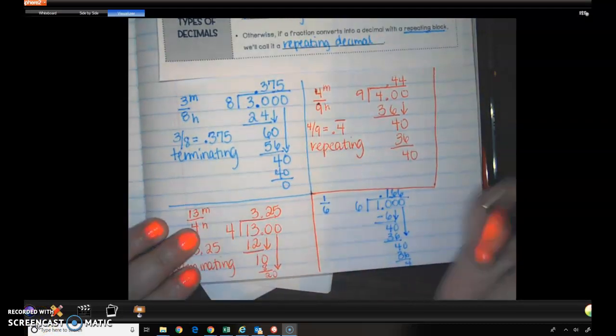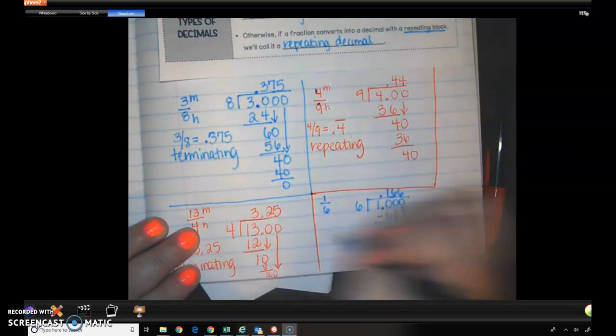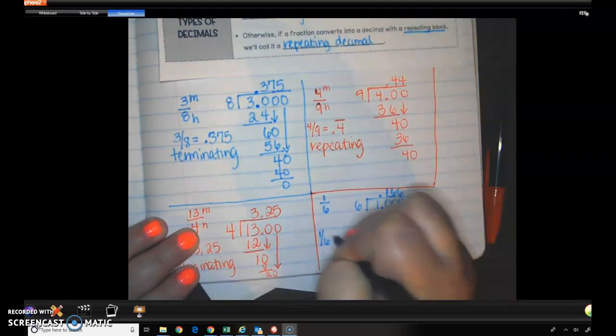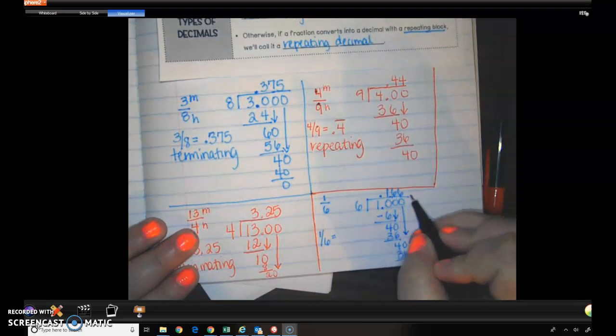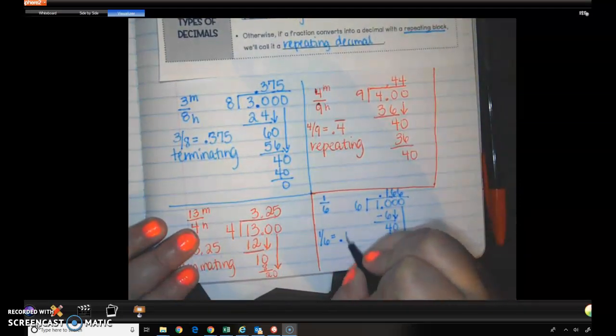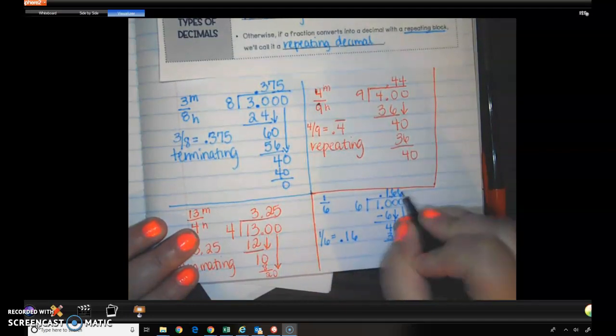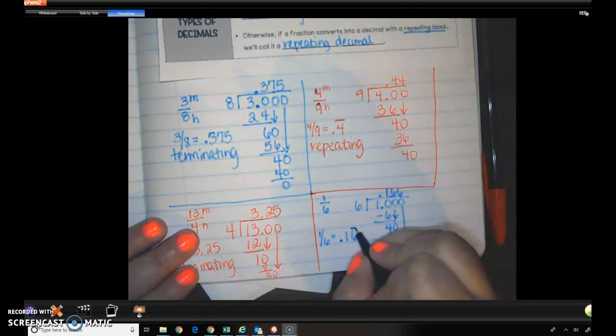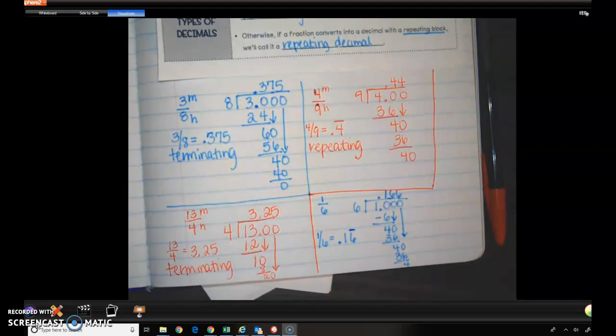So hopefully you attempted this and you got that 1/6, and you got 0.166, and some of you might have even gone out longer and found the 6's. So it's going to be 0.16, but only the 6 is repeating, so I only want that line over that 6. I don't want it over the 1. If I put it over the 1, then it's going to be 0.16161616, and so forth.